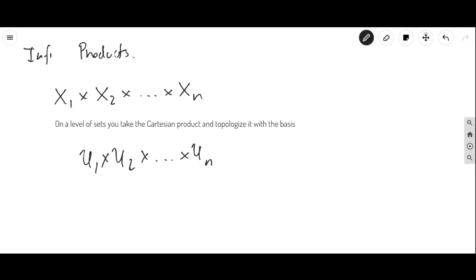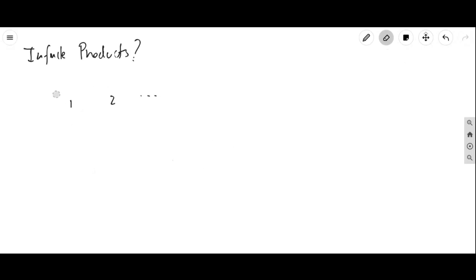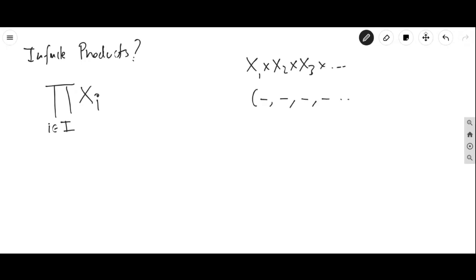What if you have an infinite product? This is sort of the way you would write it: the product of X_i for i in I. If you have a countable product, then you can think of it as a sequence, where the nth element is the nth number. But more generally, as a set, what is an infinite product of sets? It's a bit confusing. And fortunately, it's not really going to come up in this class, so you don't have to worry about it.